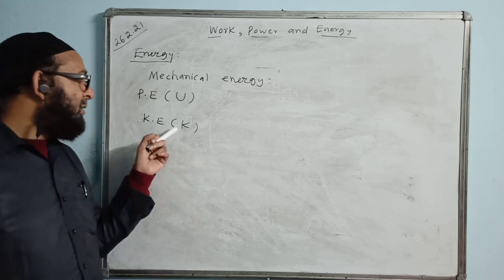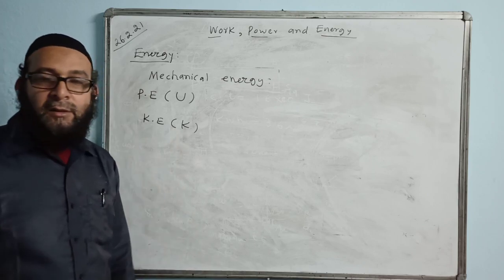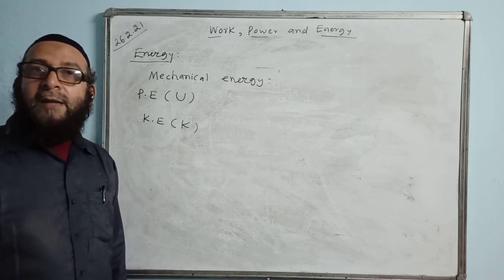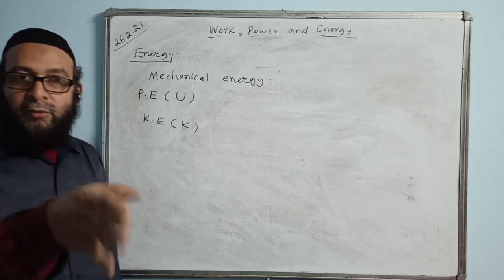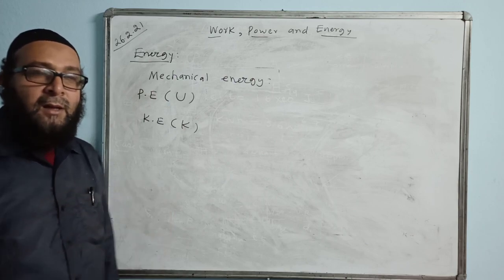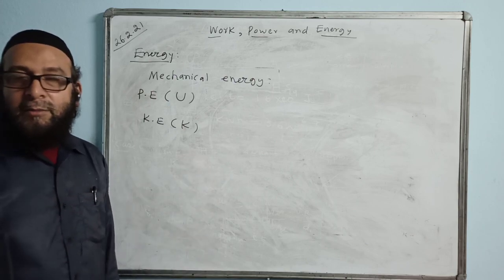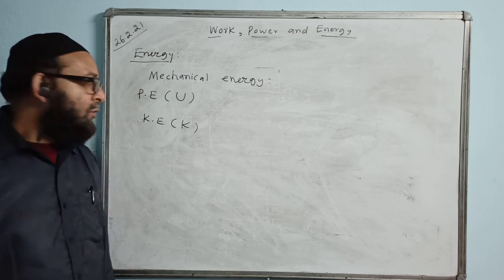Kinetic energy is the energy possessed by a body by virtue of its motion. Due to motion, it possesses energy that is called kinetic energy. There are three types of kinetic energy. The first one is translational kinetic energy, that is due to linear motion. If the body is moving in a straight line path, it will have translational kinetic energy, because linear motion is the same as translational motion.